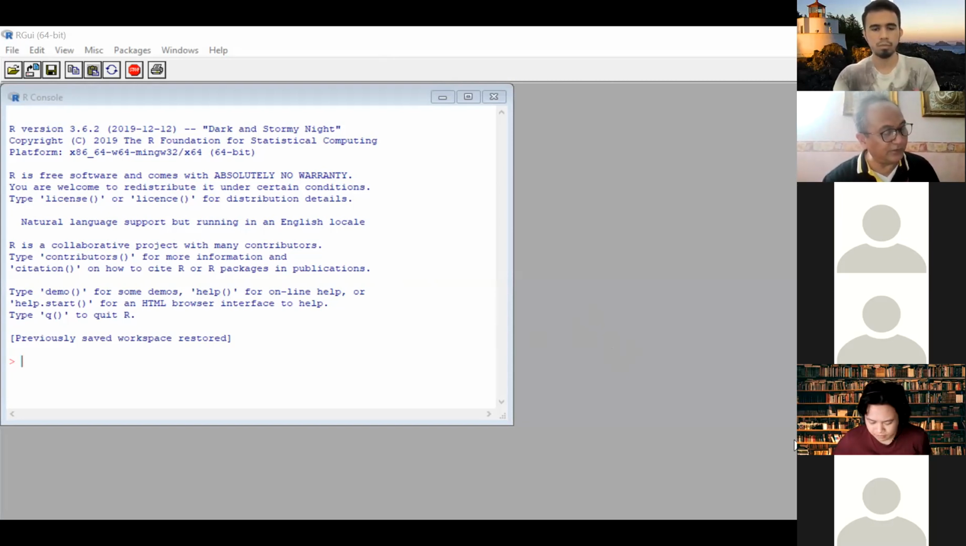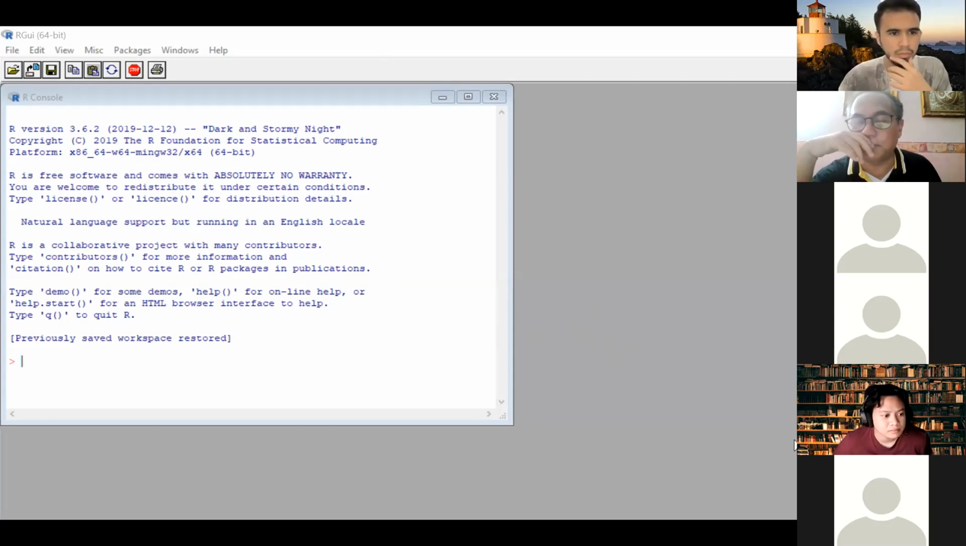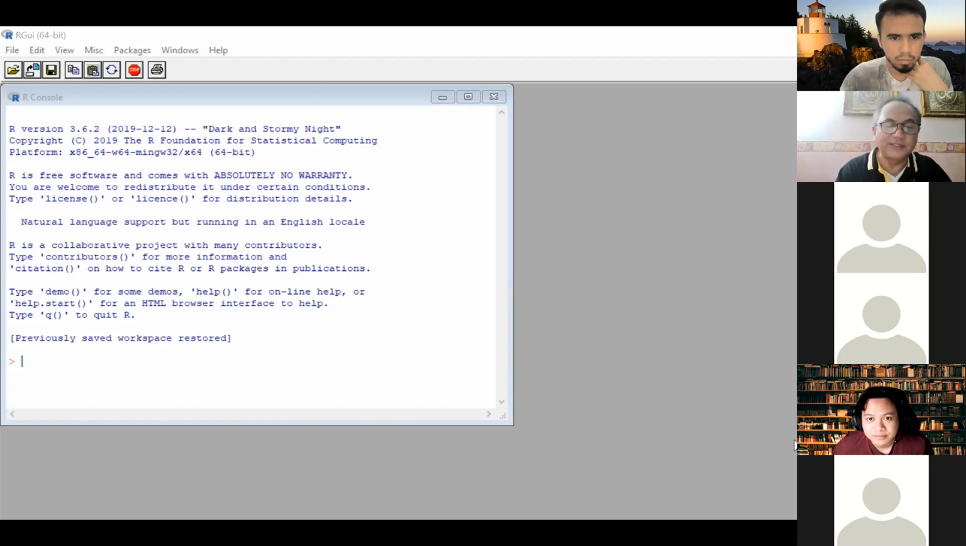Whenever people do programming, the first thing they do is hello world, right? The first thing you want to do is actually hello world. For R to do hello world is easy. You just print. Okay, print.